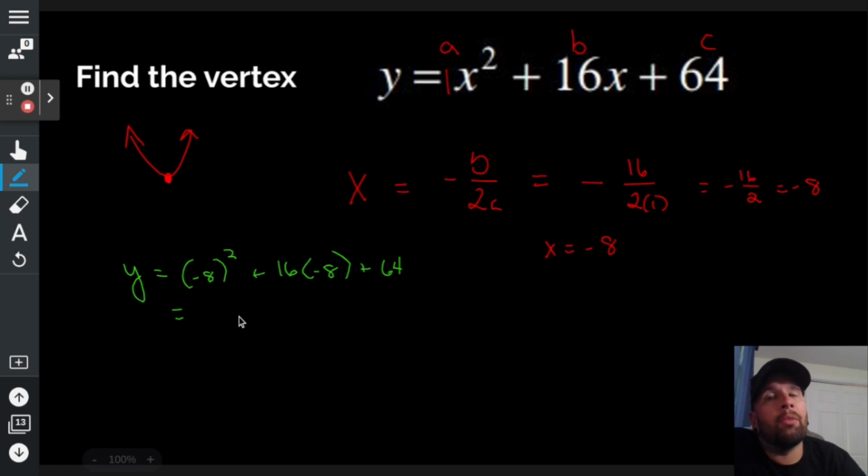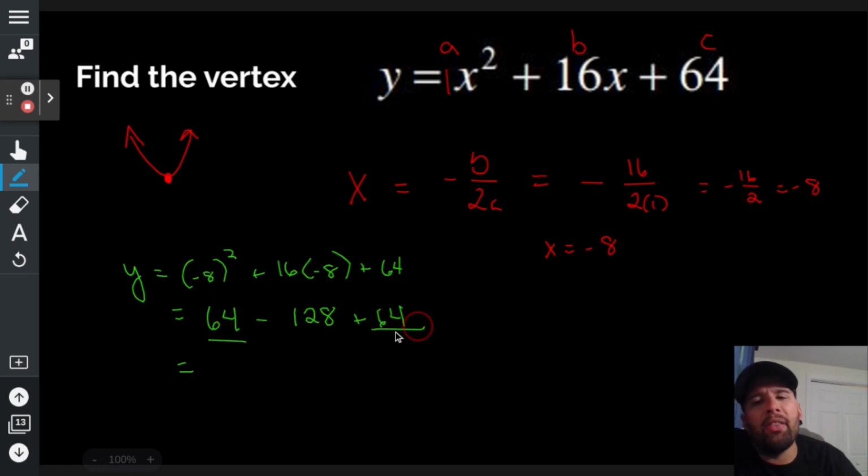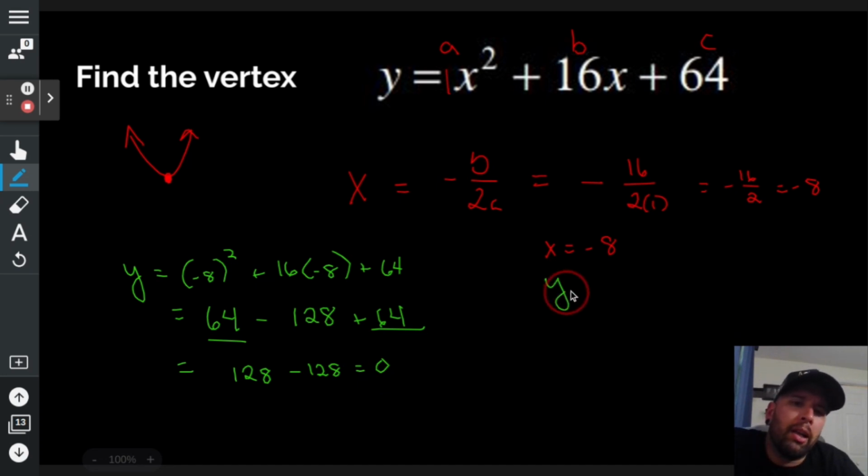Negative 8 times negative 8 is 64. Positive times a negative is a negative. This is going to be 128. And this is going to be positive 64. Oh, happy day. Why? Well, even though there's no like terms, if I add these two together, I get 128. And then if you subtract 128, you get a big fat 0, a goose egg. So y, writing it over here, is going to be 0.